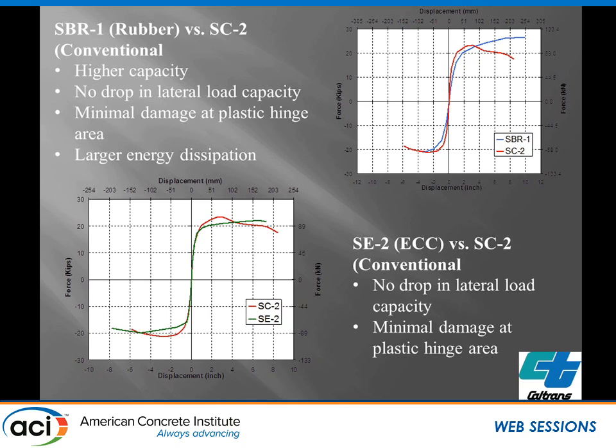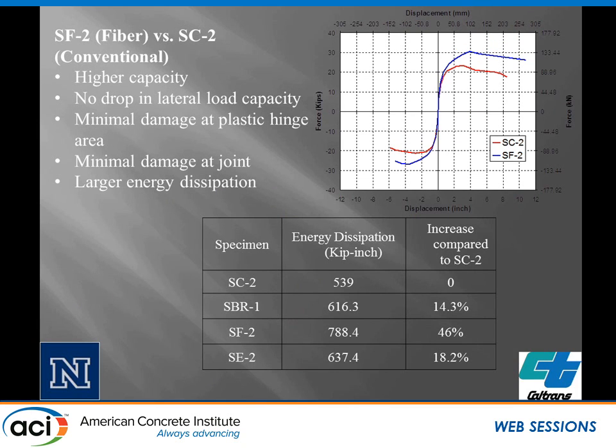If we look at the load displacement curves of each one of these, okay, this is the rubber SBR1 versus the conventional case, okay? So the SBR1, the initial stiffness is a little bit less, but it doesn't have this drop-off that we saw with the conventional case. This is the ECC versus the conventional case, and we see that the ECC is the green line, and again, it's not showing that same drop-off, but they're relatively close, but not seeing the same drop-off that we saw in the conventional case.